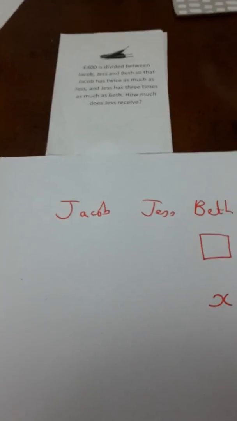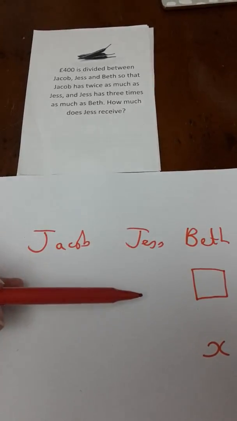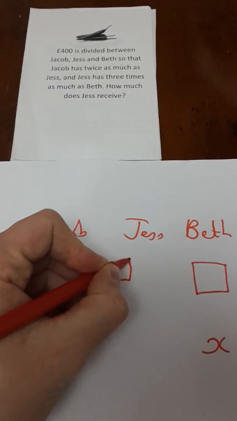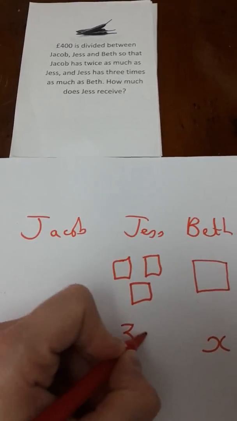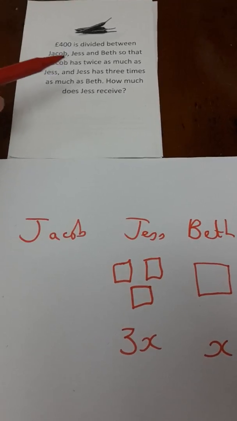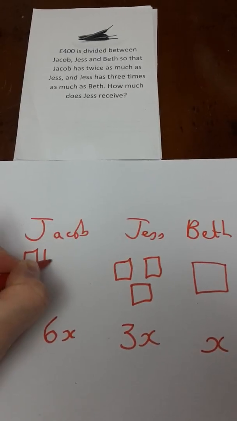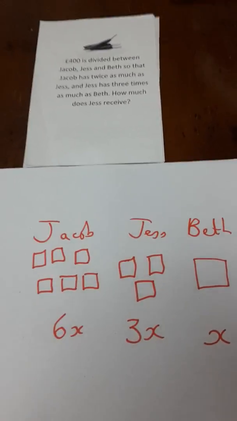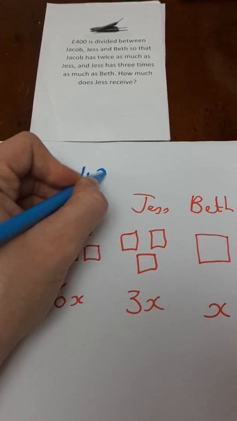Okay. Now that I know my smallest piece, I can multiply that smallest piece up to label the other people's. So Jess has 3 times as much as Beth. So now Jess is going to end up with 3 blocks, which I'm going to call 3x. Then it says that Jacob has twice as much as Jess. So Jacob's going to have 6x, or 6 boxes. Obviously they're not drawn to scale. So in total, between them, they have £400 to share.